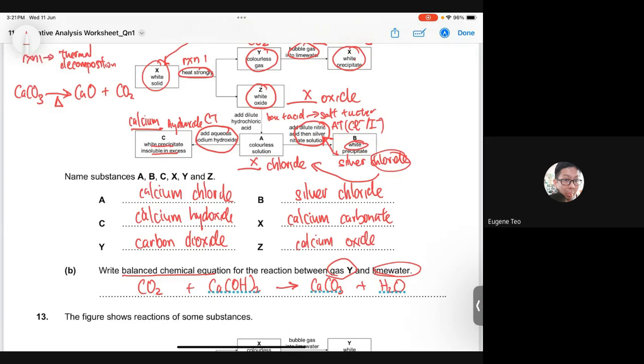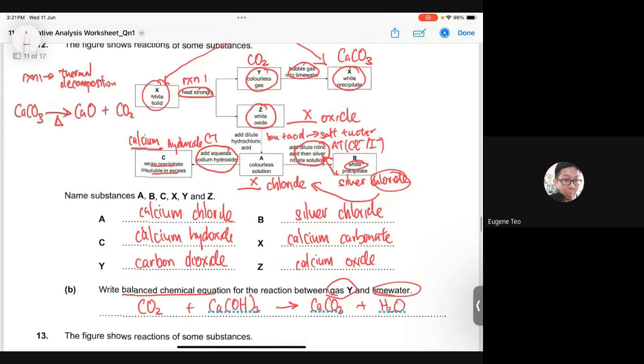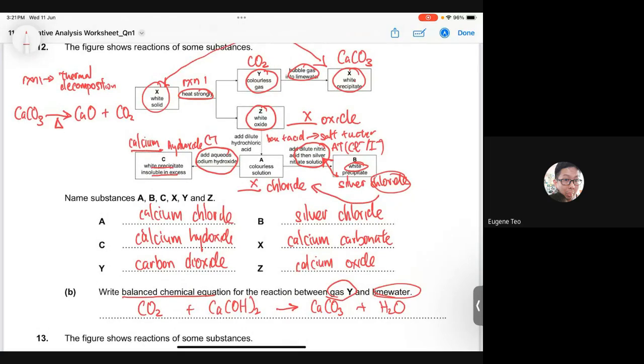Okay, so at this particular point, I'm going to pause for about 30 seconds for you to take note and digest all the things that I've been saying. Okay, so take a short 20 seconds break.